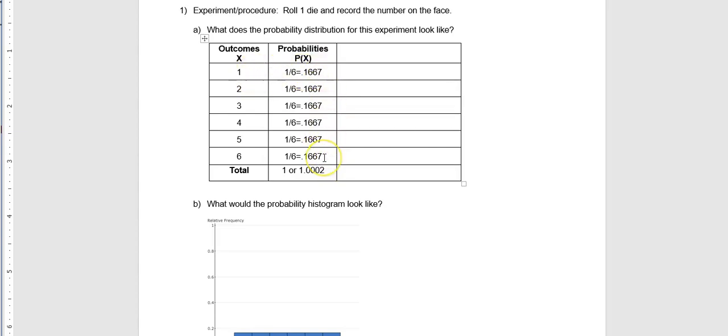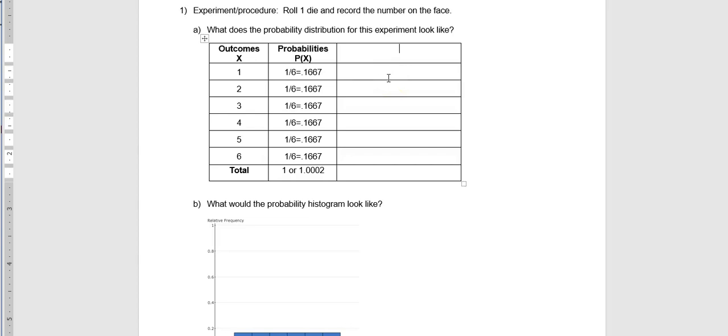In this case, since all of our probabilities were the same, our mean is actually going to come out to be just the same as what we would get if we did the average of our outcomes. So if we took 1 through 6 and added all those together and divided by 6, that would also give us the mean for this probability distribution. But that's only because all of our probabilities are the same.